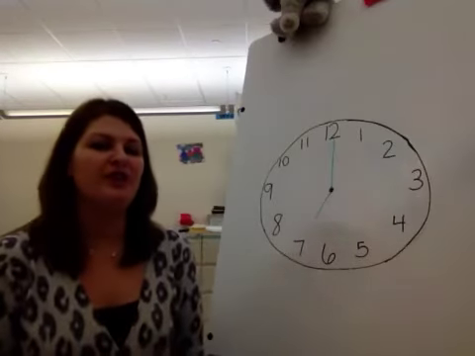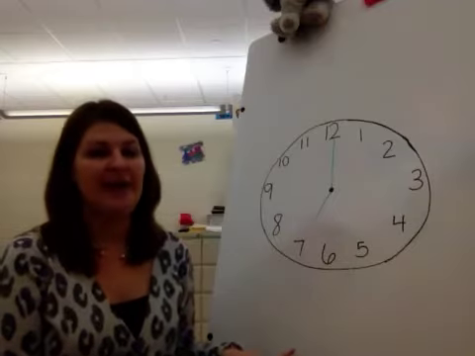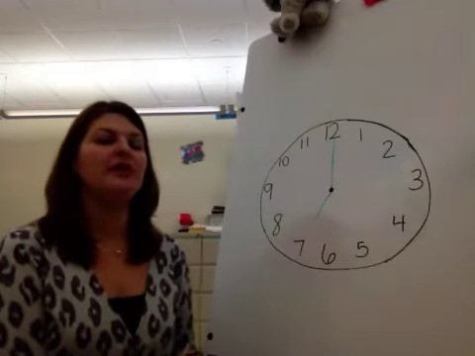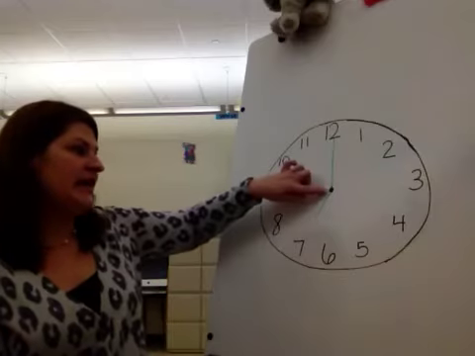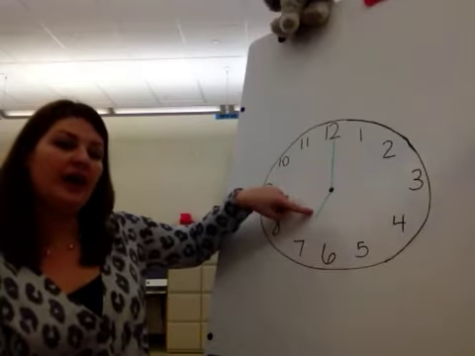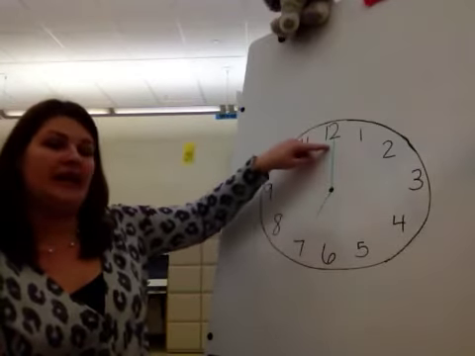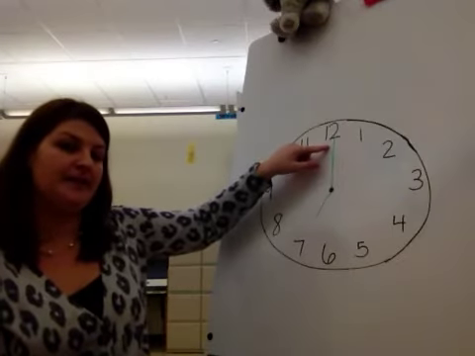So before we figure out the details of elapsed time, let's first review a little bit about a clock. A clock has two main hands. It has the short hand, which is called the hour hand, and the long hand, which is called the minute hand.